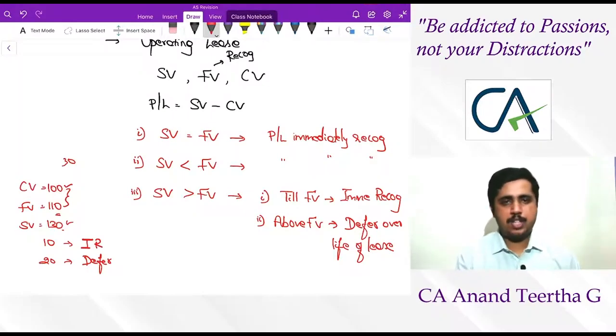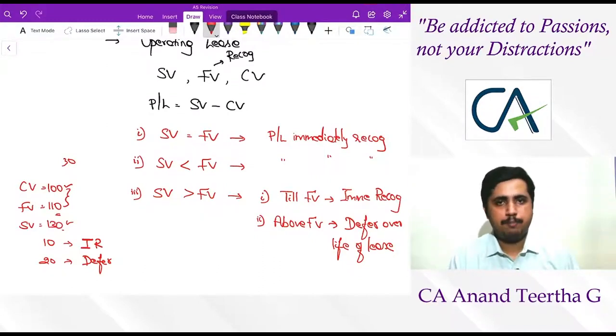So there is a question which I will be dealing with in the Q&A section. Over there, we will discuss this in detail because there is one question based on this. This is again in connection to how you are going to deal with the operating lease mechanism when there is a sale and lease back transaction.